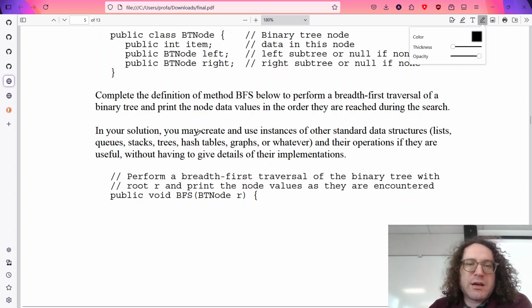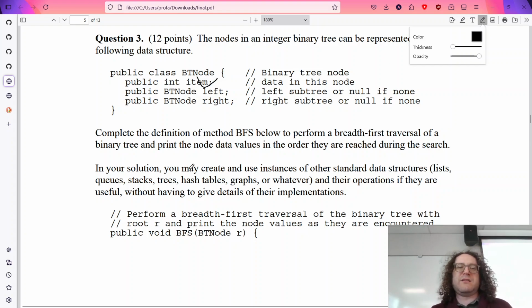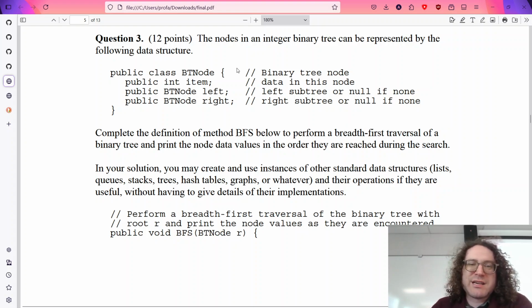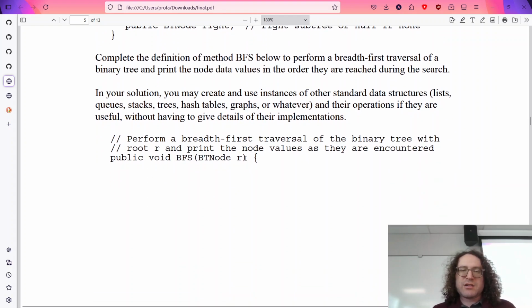Complete the definition. So it gives us a BT node here. Notice that they didn't do generics in this class. I'm partial to doing generics. In your solution, create and use instances of other standard data structures to implement. Complete the definition of the method below to perform a breadth-first search of a binary tree and print the node values in the order reached during the search.